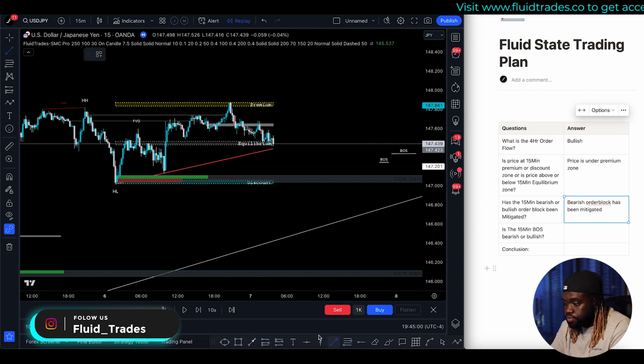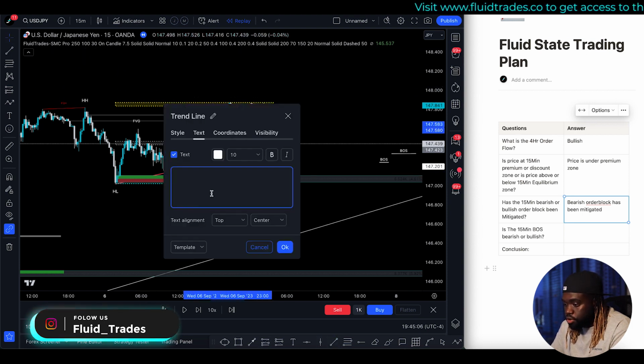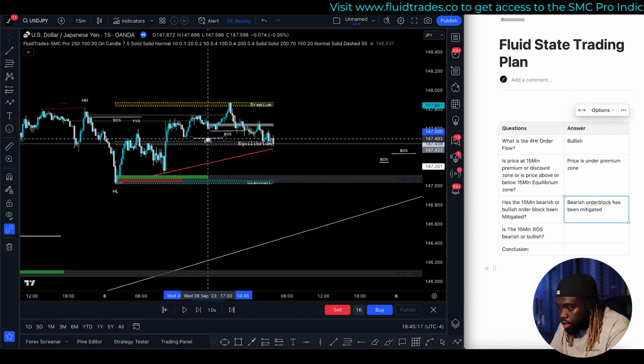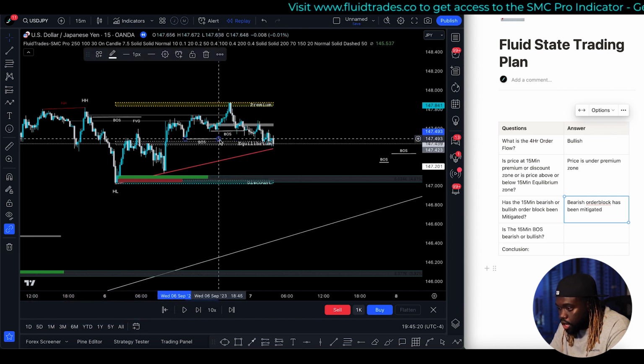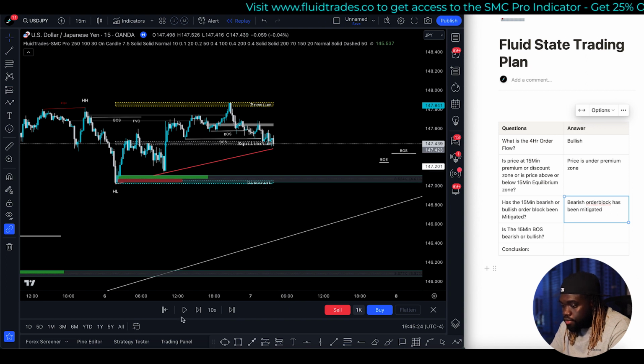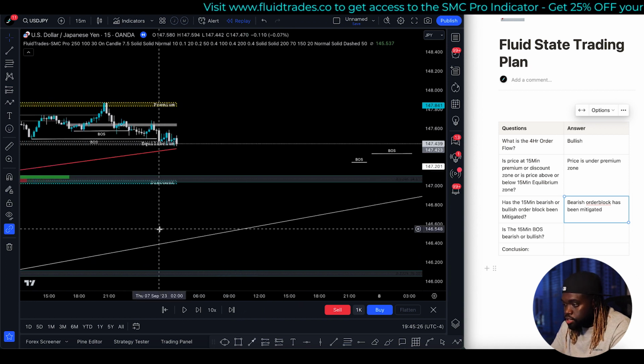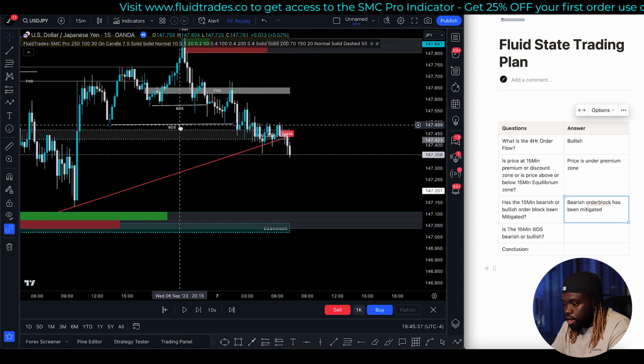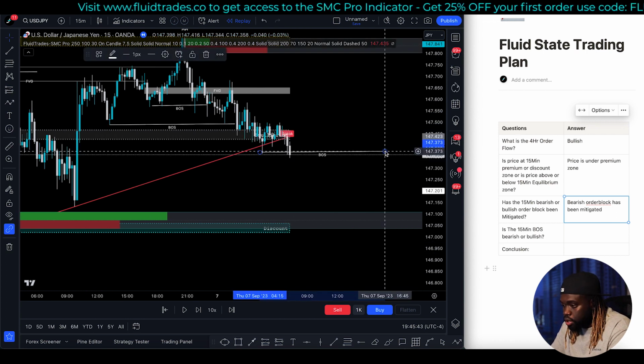Let's just jot it down. This structure broke right here. This structure broke right here. Then we have this structure broke right here, right? So we have a minor breaker structure towards the downside. Let's just zoom in a little bit. We have some breaker structure right here playing along.